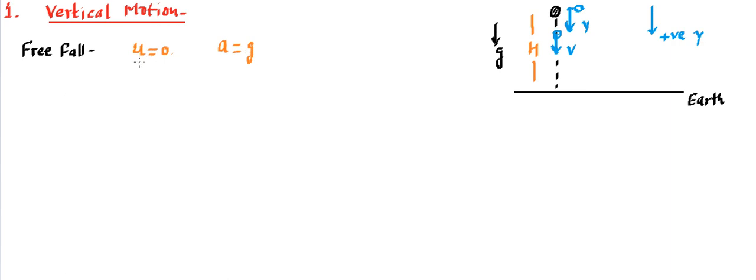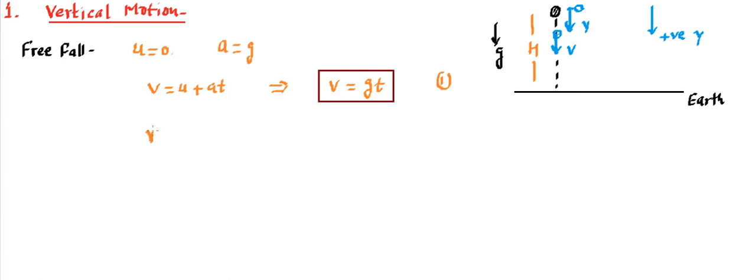So the equations will become, the first equation will be v is equal to u plus at. Now u is 0, so you can convert this equation like this, v is equal to gt. So this becomes the first equation in case of free fall. That means at any instant of time, the speed it is going to gain is g into the time. Similarly, we can go for the second equation, which is r is equal to ut plus half at square.